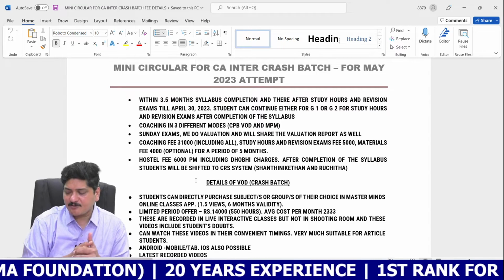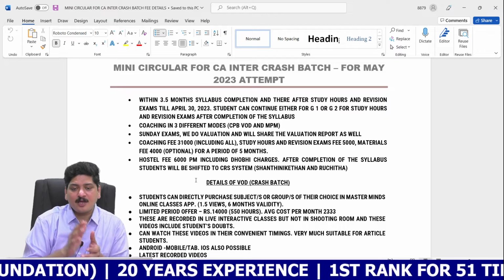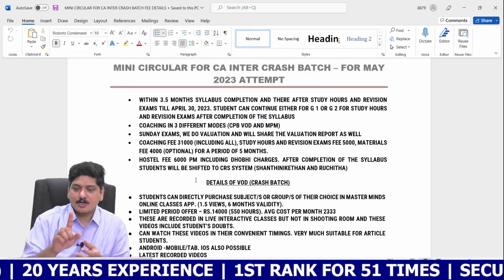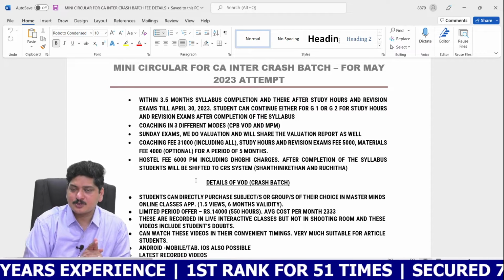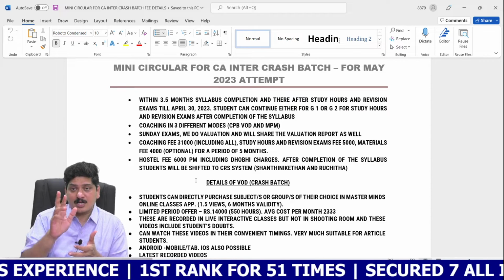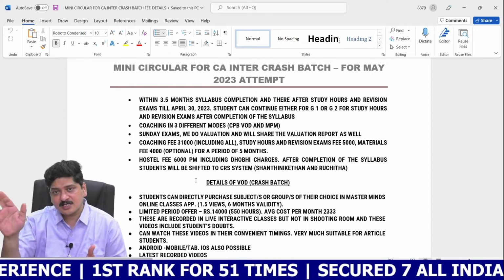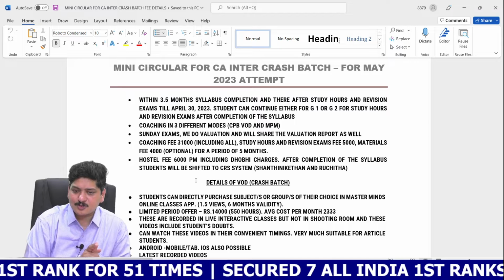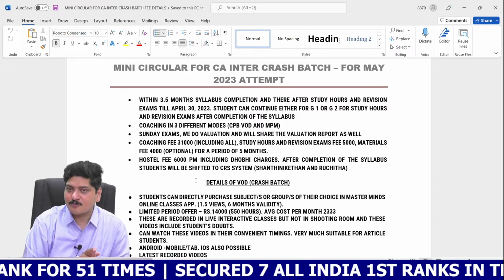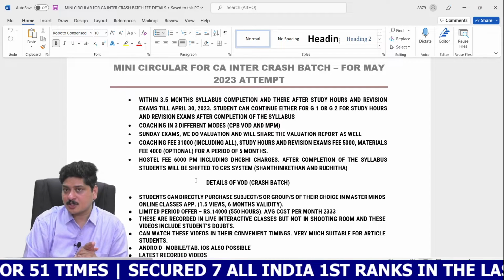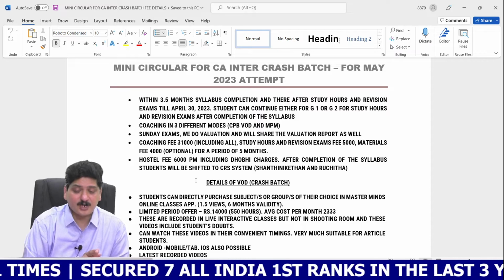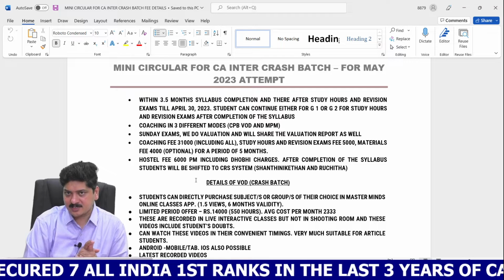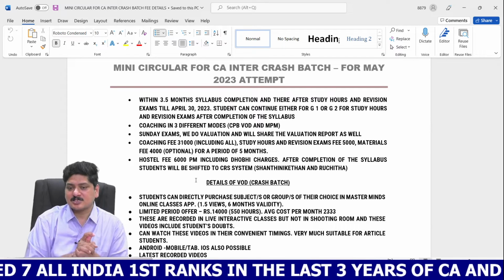Of course, if you are going to join only for group 2, then you need to pay only 4,000 rupees. And in addition to that, you need to make a payment of 5,000 rupees towards study hours and revision examinations that we are going to conduct after completion of the syllabus. So it is 31,000 plus 5,000, 36,000, and 4,000 for materials. In total, it's going to cost you 40,000, including the cost of materials, the study hours and revision examinations.